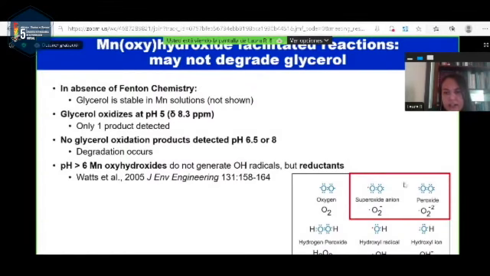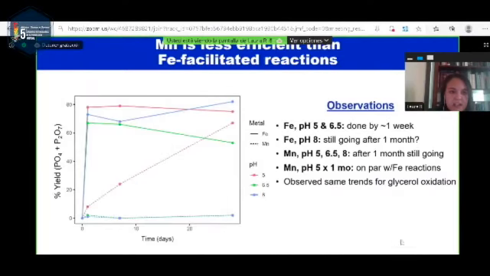And the reductants they think are actually formed in such reactions are those shown here. And then lastly, we wanted to compare iron versus manganese. So this is plotting percent yields, combined phosphate and pyrophosphate, over time in days. The solid lines are iron, the dashed lines are manganese. And what we see here is, in general, the iron solutions are better at oxidizing phosphite to the phosphates, although the pH 5 manganese reaction does eventually get yields on par with the ferrous reactions after about a month.